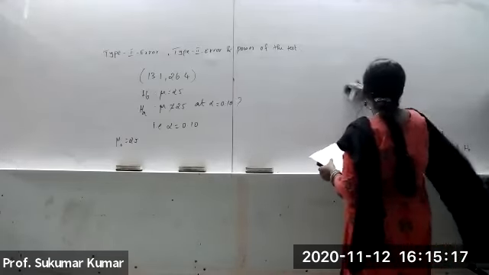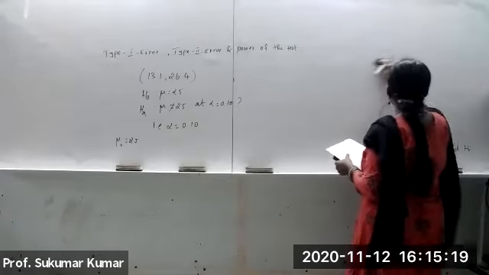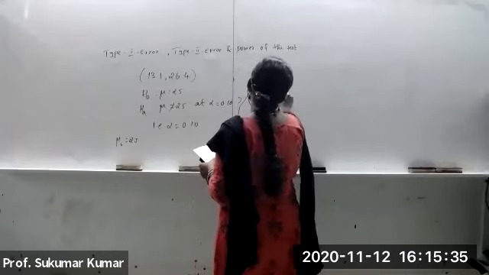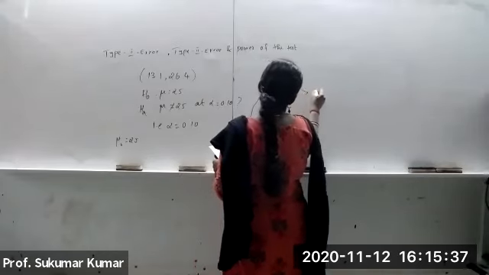So we do not reject H naught means, by P value, what condition, ma'am? Ma'am, we do not reject H naught. Now P value is greater than alpha. So in this case, our P value is greater than alpha.